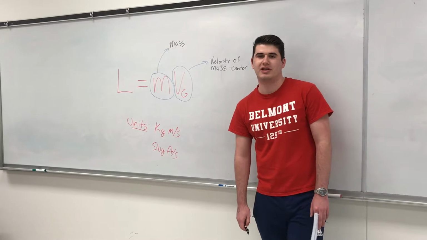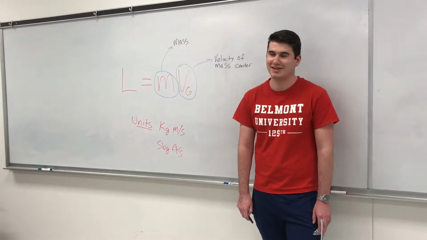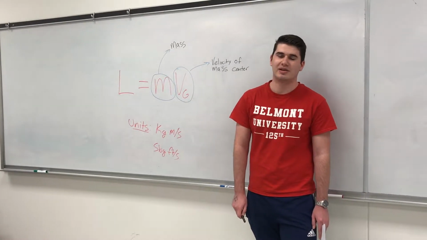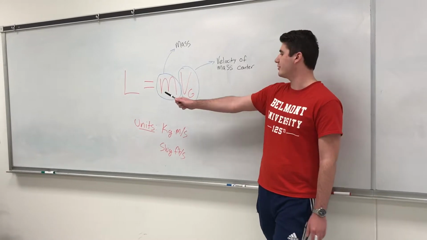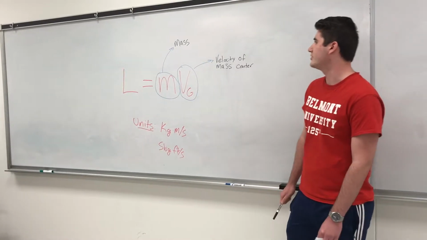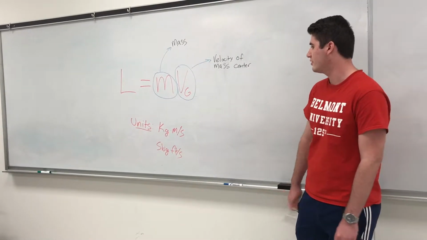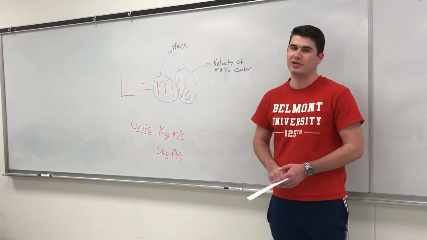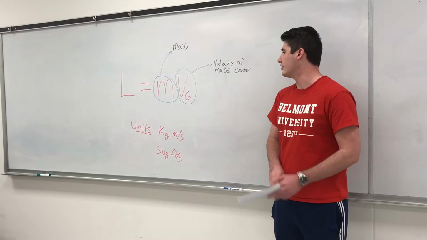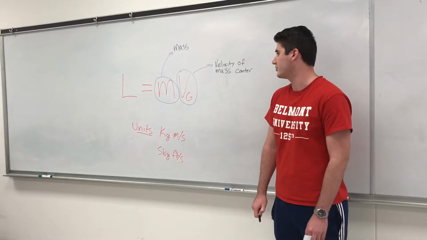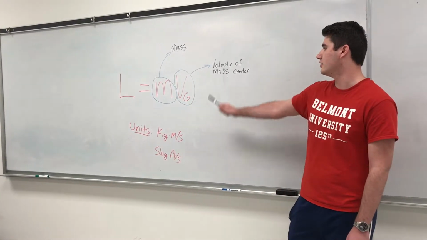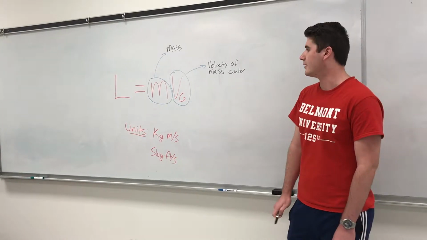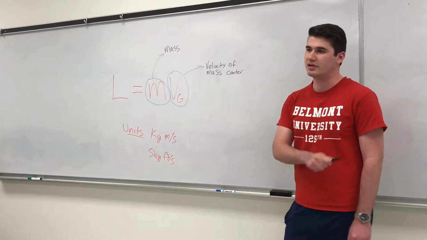As you can see, Oscar's having trouble getting his balls over the net until he looked in his dynamics book and he came across linear momentum. Now, linear momentum is mass times the velocity of the mass center. And these are the units: kilogram meter per second and slug feet per second. Linear momentum has its direction defined by the velocity of the mass center. And as the name suggests, it's in a straight line.